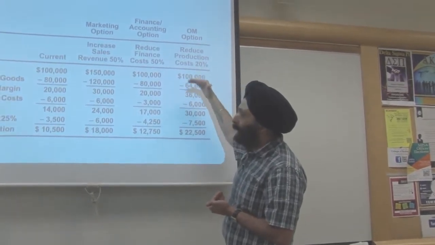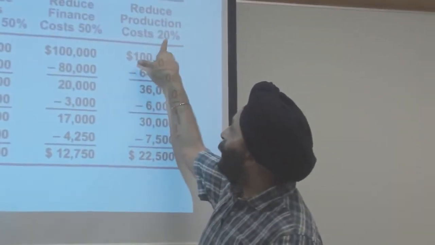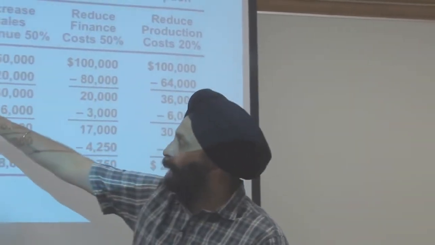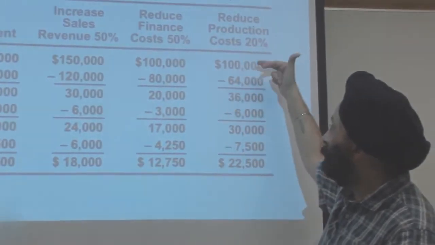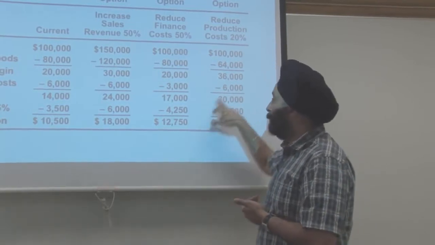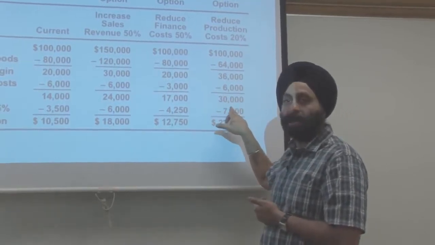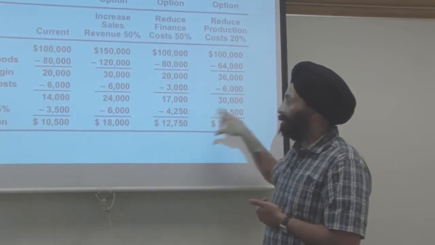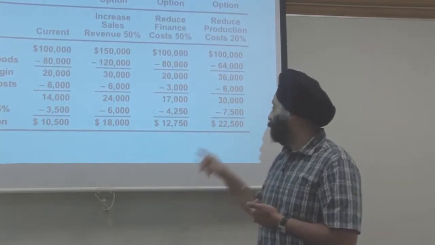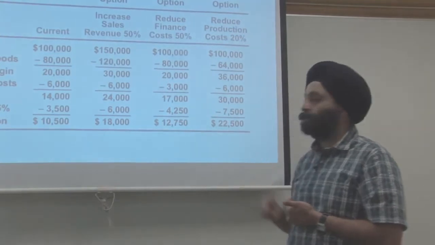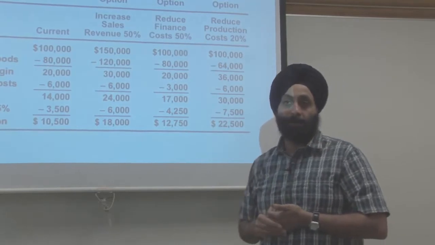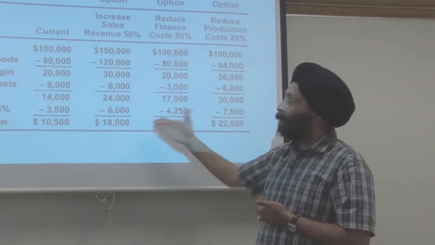So in this case, looking at a $100,000 sale, but the cost of goods sold has gone down by 20%, which is basically most of it is operations cost. So that 80% less 20% is 64. So this is 100,000 minus 64,000 gives you 36,000 gross margin. Take out the finance cost of 6,000, that leaves you with $30,000, and taxes at 25% is $7,500. And that brings our contribution to well over 100% of the original, which is $22,500 now, and compared to this, that's about a $12,000 increase, much more than either the marketing or finance option.